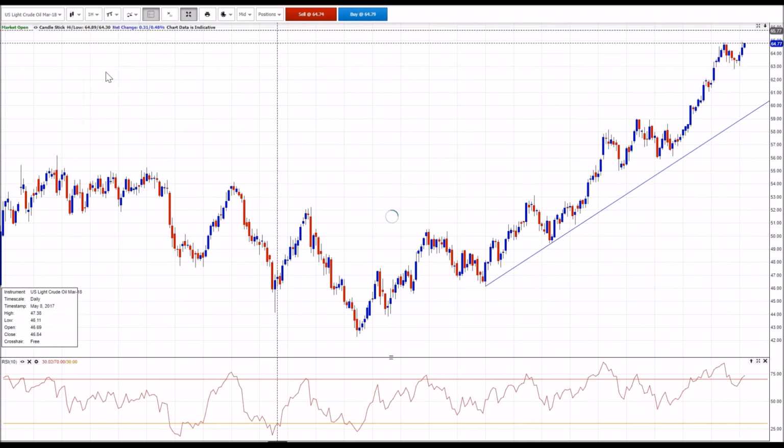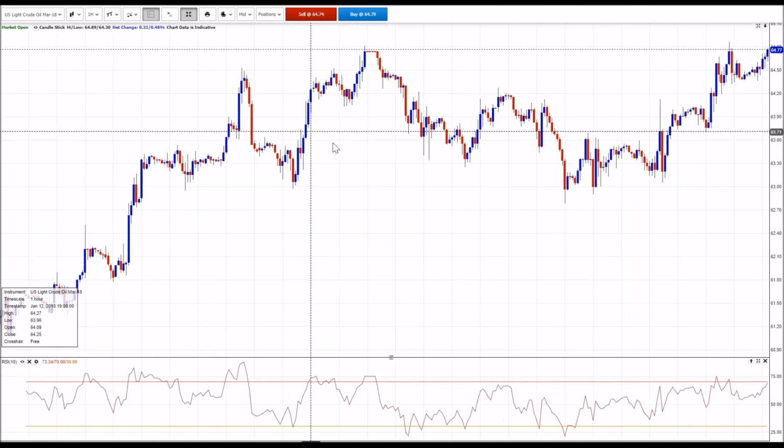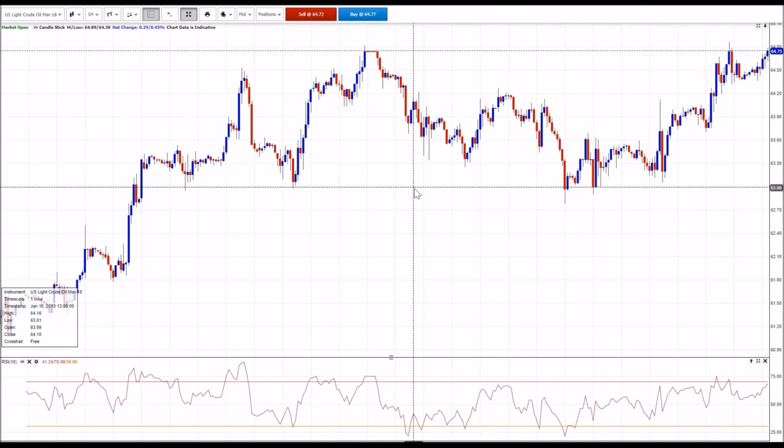Let's flip it over to an hourly and see what levels we should keep an eye on. There we go. So big support down here, down at 63.